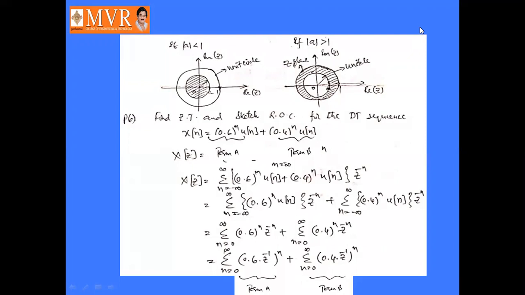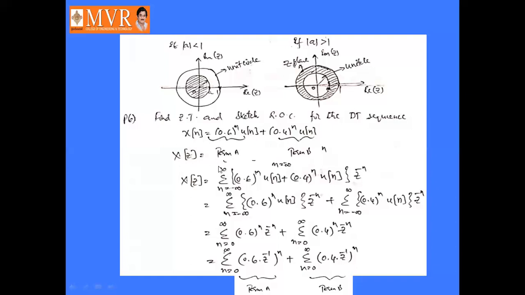And some problems related to Z transforms. So we are continuing doing the problems. Problem 6 is: find the Z transform and sketch the ROC for the discrete time sequence x of n equal to 0.6 whole power n into u of n plus 0.4 whole power n into u of n. Let this be considered as term A and this is term B.